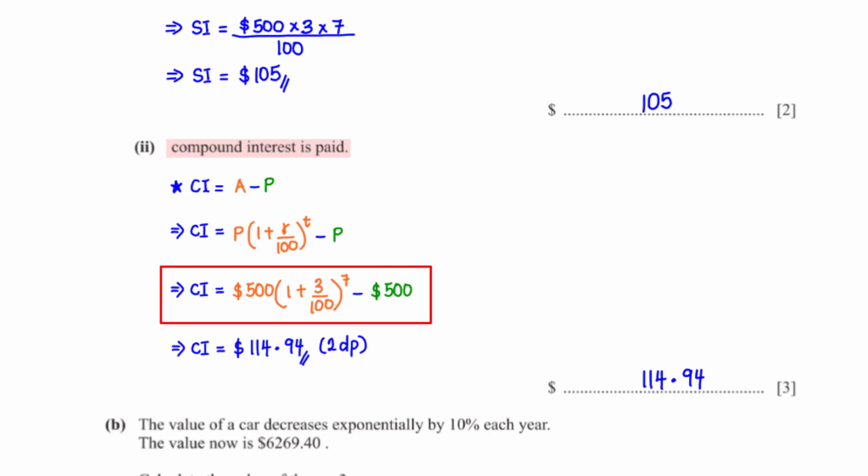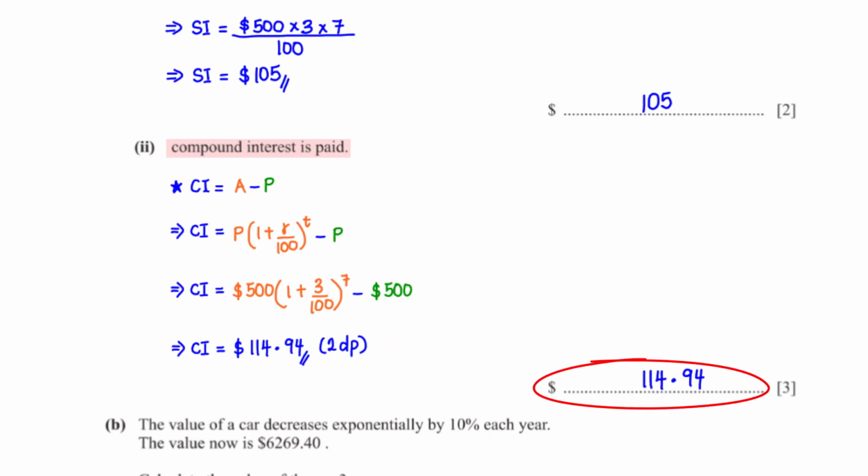P is the principal, and that is $500. R is the rate, which is 3%, and T is 7. When we type this into the calculator, we get $114.94 rounded to 2 decimal places.